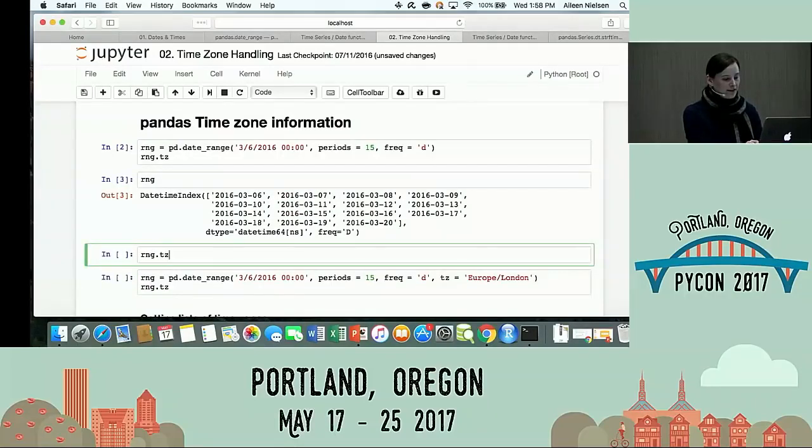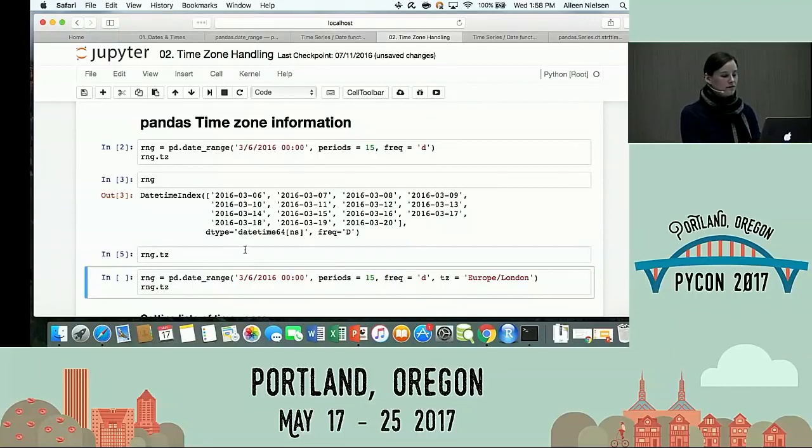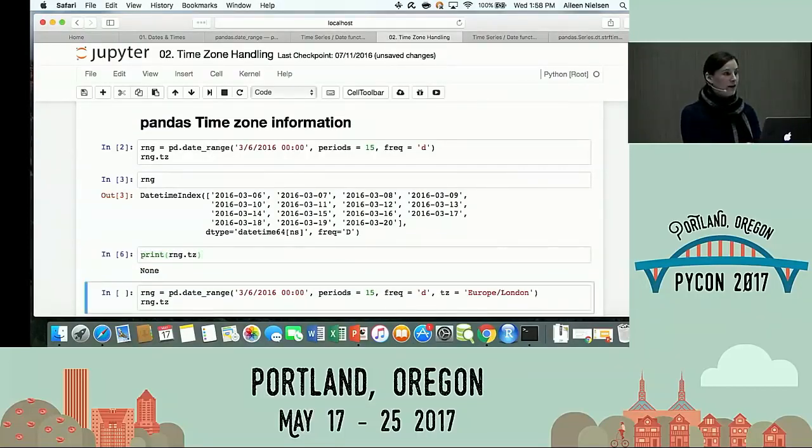If I look at my time zone, I'm not printing anything. Why is that? Maybe I need this. None. Okay, well, that's why my Jupyter Notebook wasn't outputting anything. I've got no time zone because I haven't set a time zone.